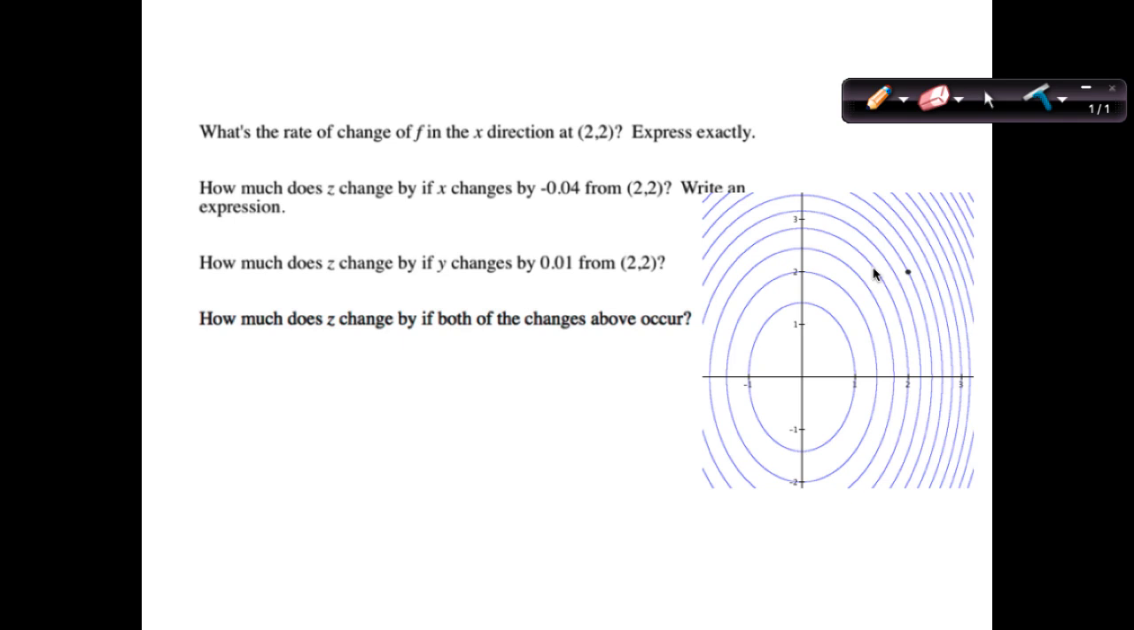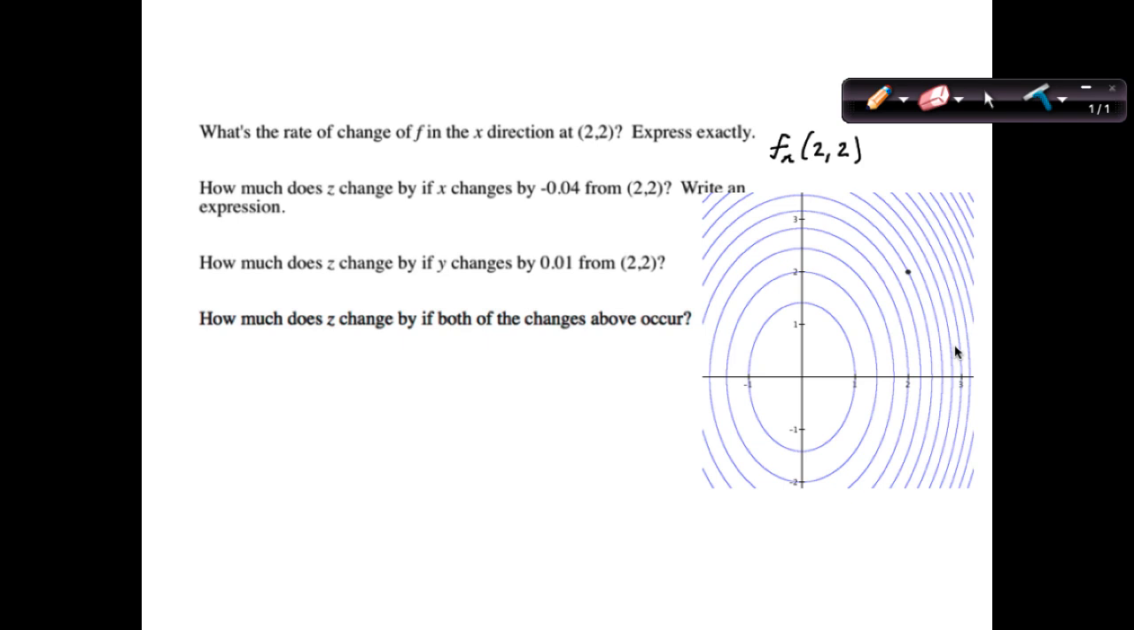Okay, here we go. So rate of change of f in the x direction at 2, 2. An expression that gives that exactly. What do we think? Yeah, Andrew. Agree? Yeah, I'm exactly asking for the partial. What that phrase is asking for is the partial derivative with respect to x. What's the rate of change in the x direction? That's the partial derivative with respect to x. So f sub x at 2, 2.